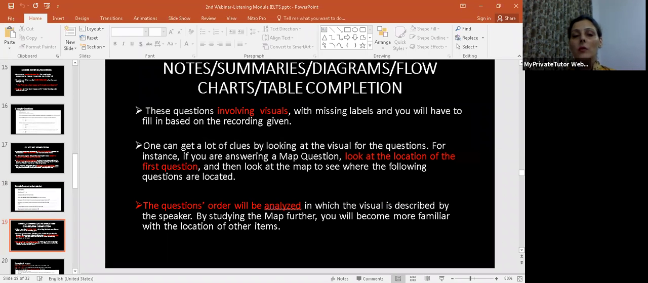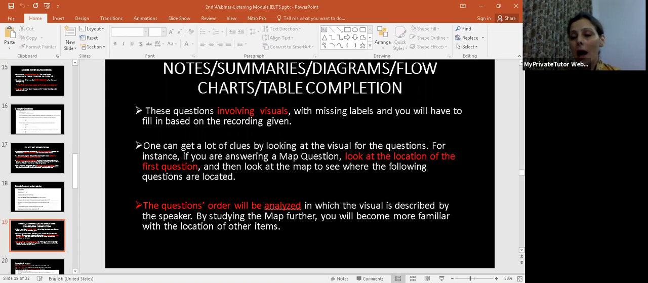Now we have questions like note, summary, diagram, flow chart, and table completion. All these sorts of questions involve visuals with missing labels, and you will have to fill them in based on the recording given. One can get a lot of clues from the visuals and by looking at the questions. They are actually self-descriptive. When the visuals are in front of you, they are well descriptive, and you're going to figure out what the question is asking from you before listening to the audio.